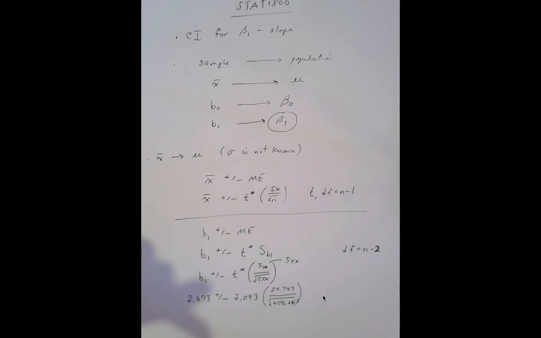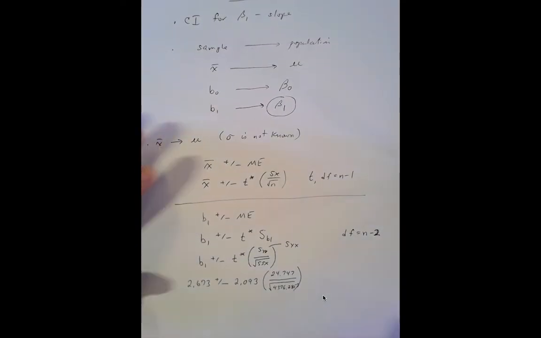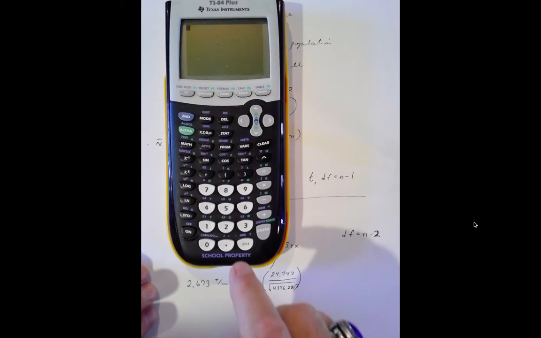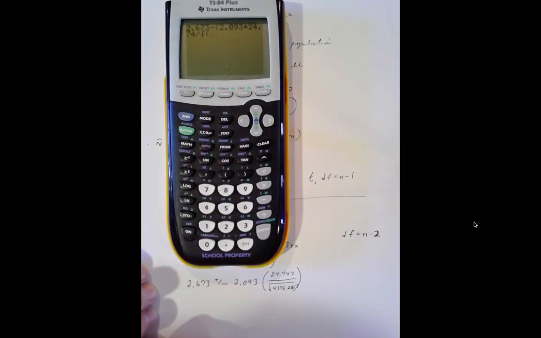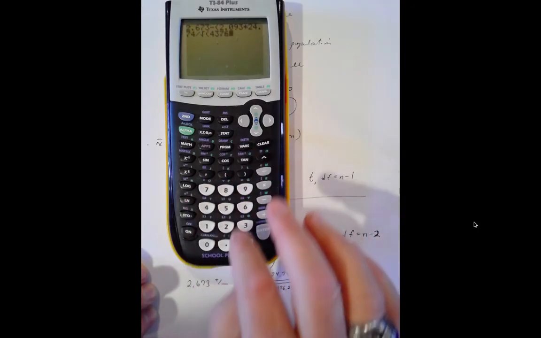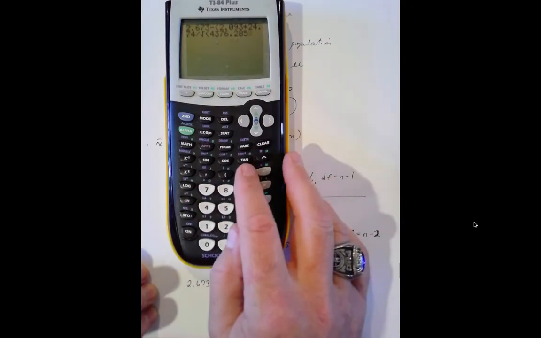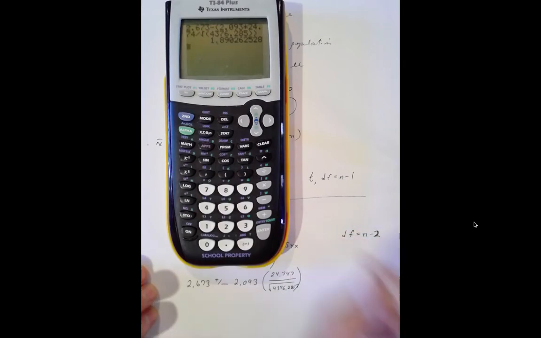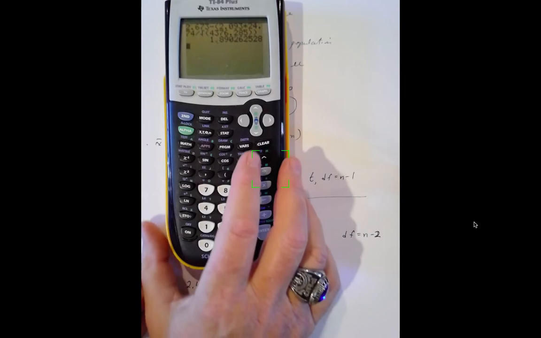All right, I've written that over there. So that value, we take the square root, okay? So guys, grab your calculator, and I'll tell you what, my calculator's been giving me a hard time lately, so we'll see if it works. So I have 2.673 minus, I'm going to put this all in parentheses, 2.093 times 24.74 divided by the square root of 4,376.285. So I hit enter, and I get 1.89. Can y'all even see that?